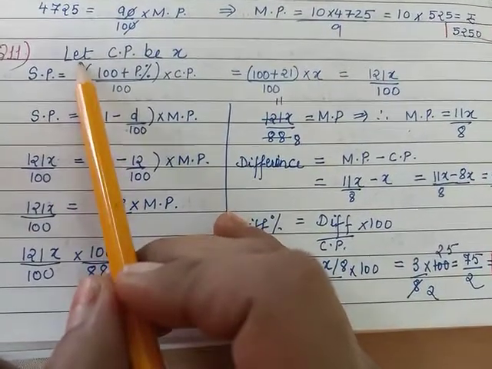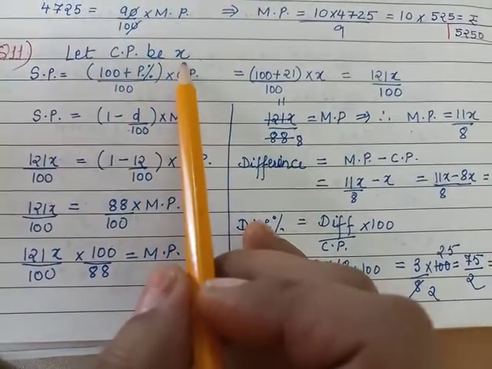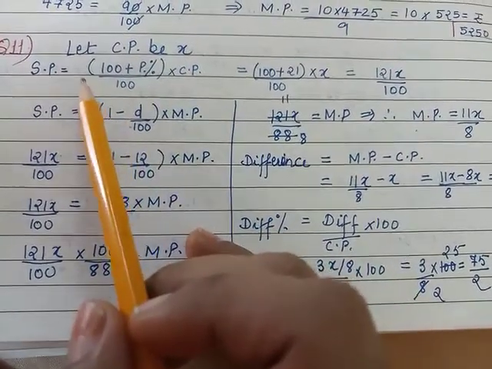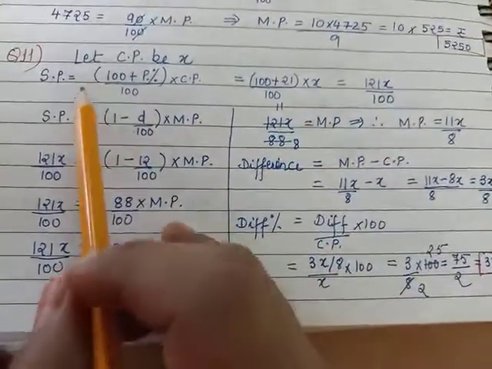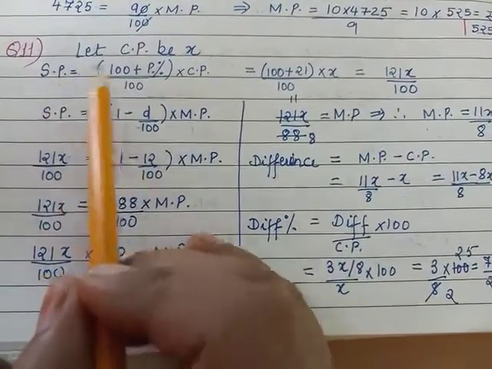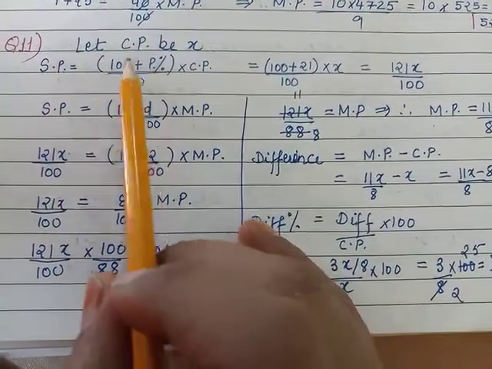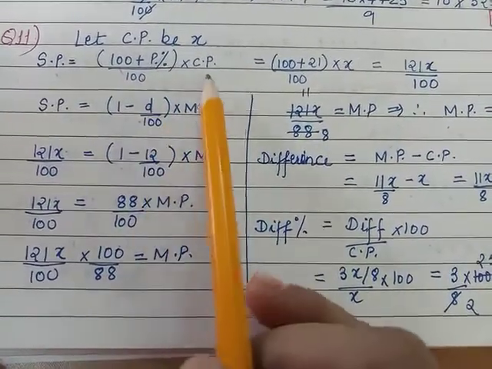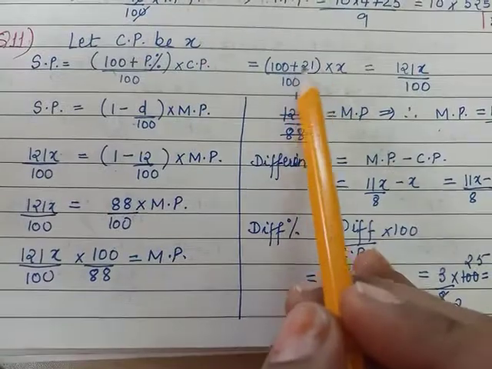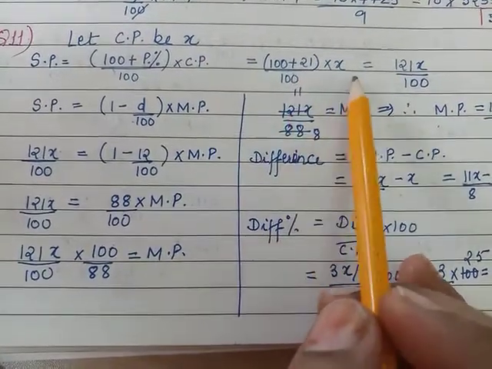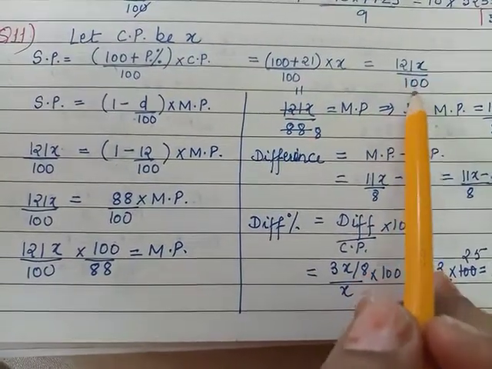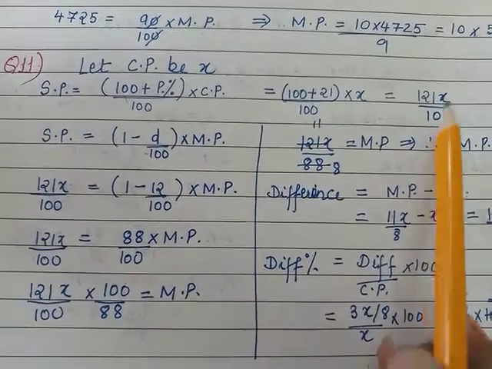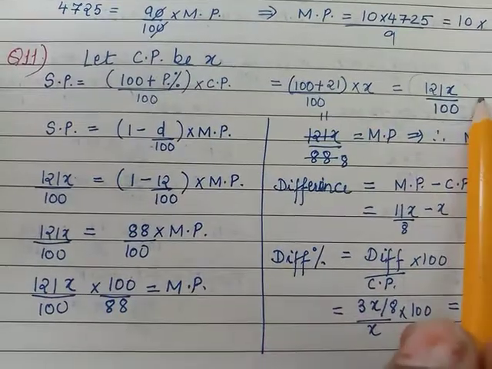So firstly we let the cost price be X. As he is having a profit of 21%, we'll calculate the value of the selling price in the form of X. So we apply the formula 100 plus profit percent upon 100 into CP. That becomes 100 plus 21 upon 100 into X. That becomes 121X upon 100. So the selling price in terms of X is 121X upon 100.